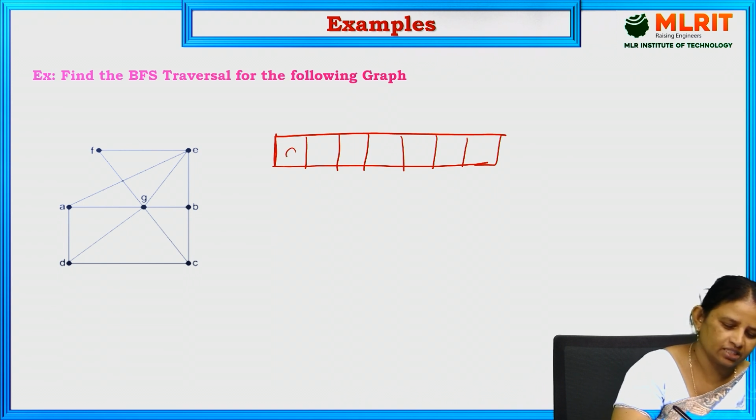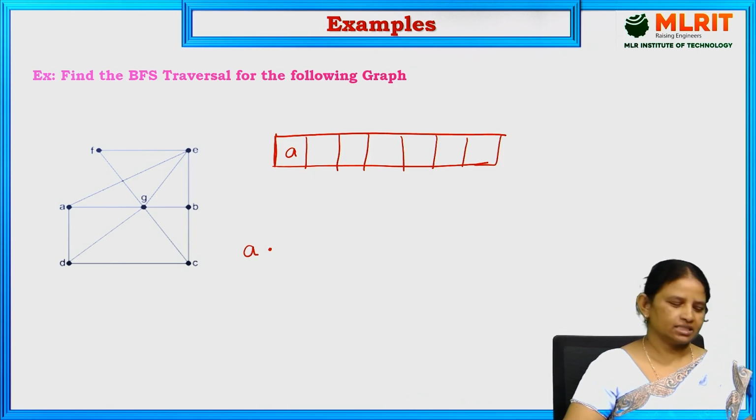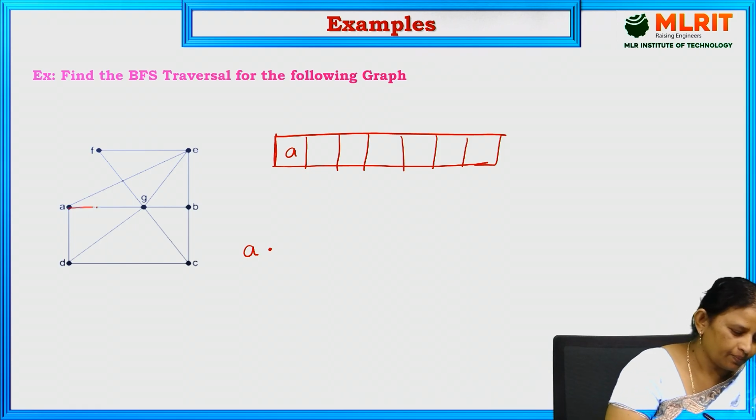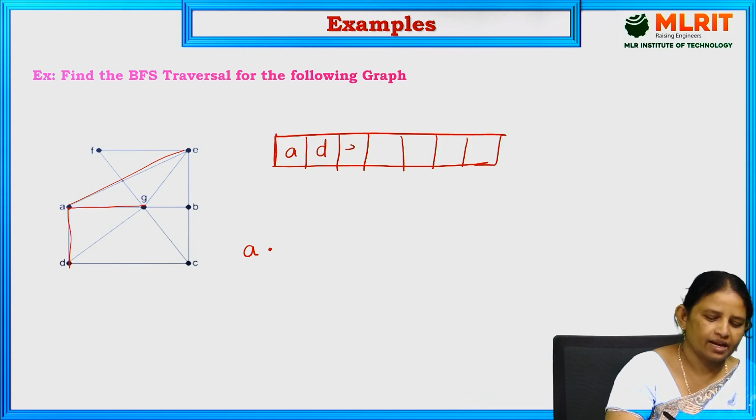A is visited. For the vertex which is visited, we have to draw the spanning tree. Next, before deleting A, what are the adjacent vertices of A? G, E, D. So write them in order: first of all D, then E, then G. Then delete the front element of the Q.